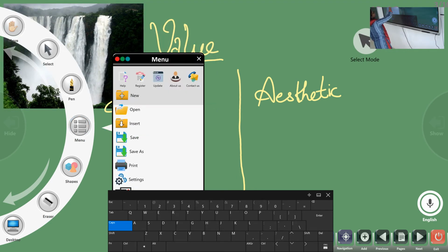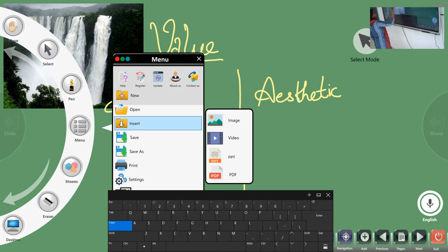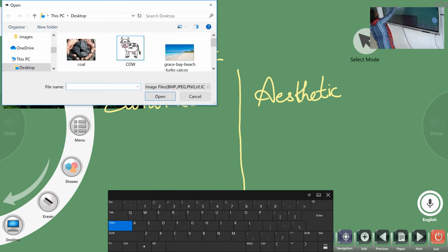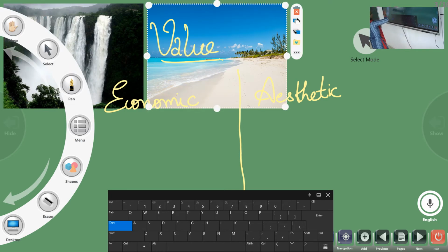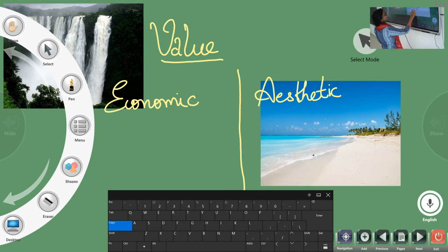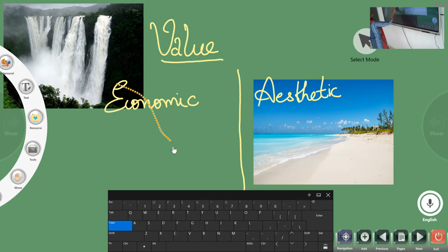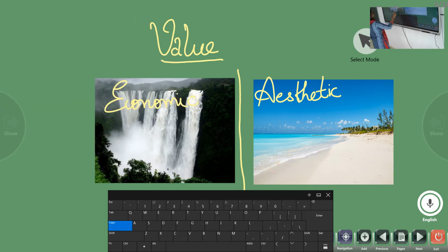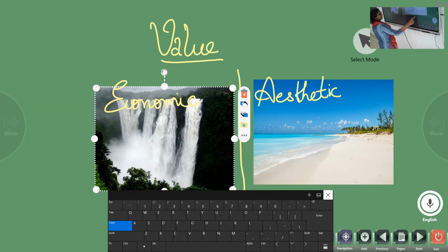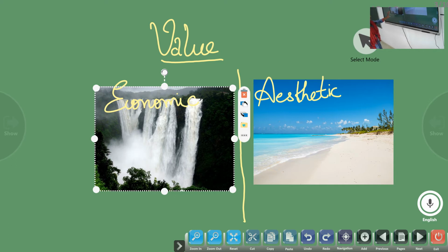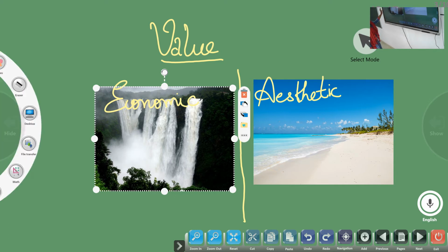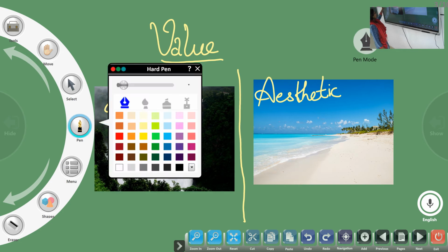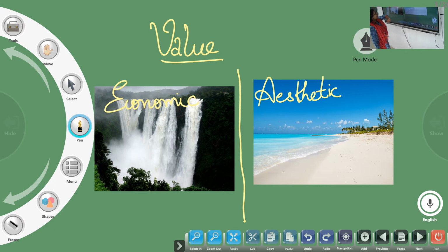And we also know, let me just put this up so we can start explaining. Okay, let's put this here for aesthetic and this here for economy. Now, you might have seen this or you might not have. This picture is of Jog Falls in Karnataka, right? And this is a beach.